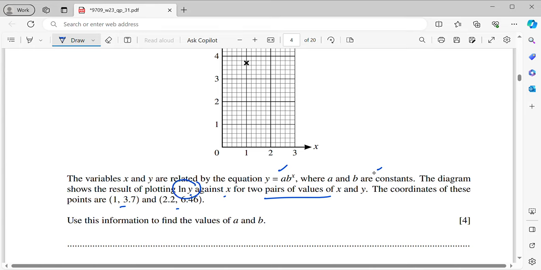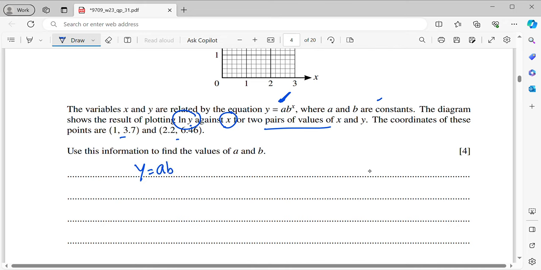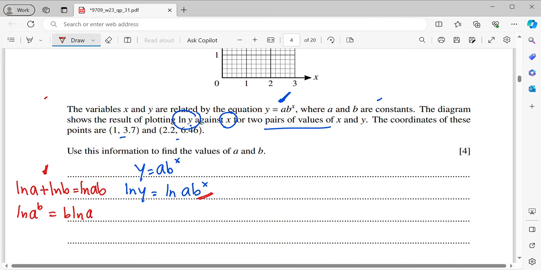So since you are given ln y against x after you have transformed this original equation, we need to take ln both sides in order to get ln y against x. So when you take ln on both sides, now for the right hand side, this is ln ab to the power x. So we have a formula, ln a plus ln b is ln ab. It means that I will split it into two ln first, and at the same time, you have b to the power x. Then the second formula: ln a to the power of b, the b can be brought down, it will be b ln a. So this is going to be ln y equals to ln a plus ln b to the power x by using the first formula. After that, by using the second formula, you can bring down the x, it will be x ln b for the last term.